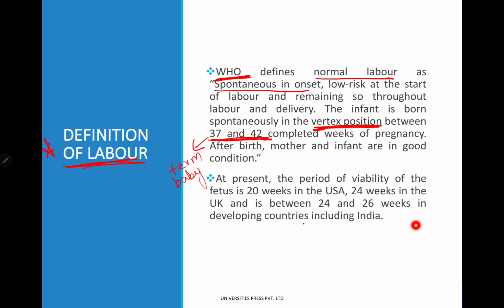At present, the period of viability varies, guys. In USA it's 20, in UK it's between around 24 and 26. In India, especially, remember, the period of viability is around 28 weeks.